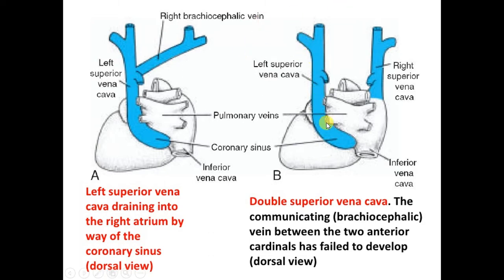Here we see a left superior vena cava and here a right vena cava. And here we see the coronary sinus draining into the right atrium. Actually in adults it carries venous drainage of the heart itself to the right atrium. But with failure of development, an anomaly can occur in which the coronary sinus carries the whole of the blood from the upper extremity, that is the head and neck and the upper limb, into the right atrium. In another case, two superior vena cava may develop, one from the right common cardinal vein, the other on the left side draining through the coronary sinus into the right atrium. So this is the double superior vena cava.